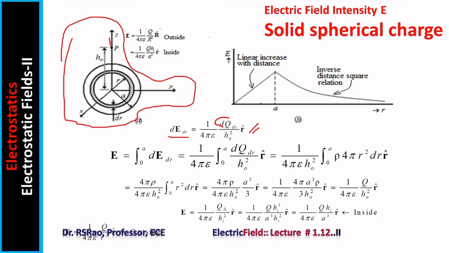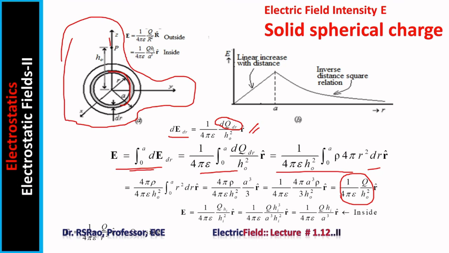Here dq is the charge that is there within this shell. Then E equal to, if you integrate this field expression from 0 to a over the entire charge distribution, we will be getting field intensity due to the total solid spherical charge. So some manipulation, a little bit of manipulation is done here, and ultimately what we get when the field point is outside is like this.